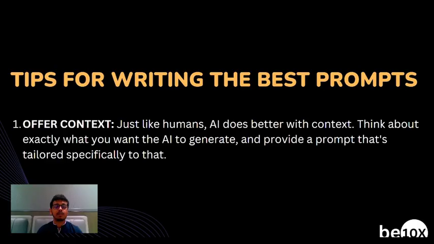Number one, offer context. Very, very important. Just like humans, AI does better with context. When you are given a certain piece of context and asked questions based on that particular context, you will do much better than without context. Think about exactly what you want the AI to generate and provide a prompt that's tailored specifically to that.